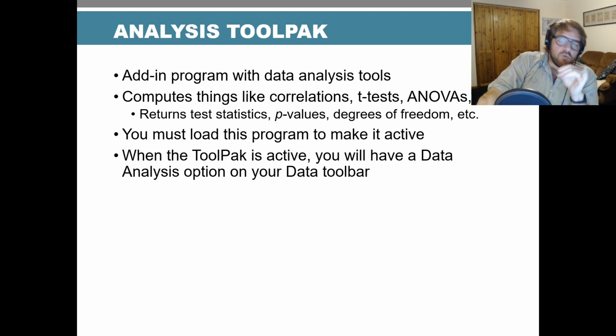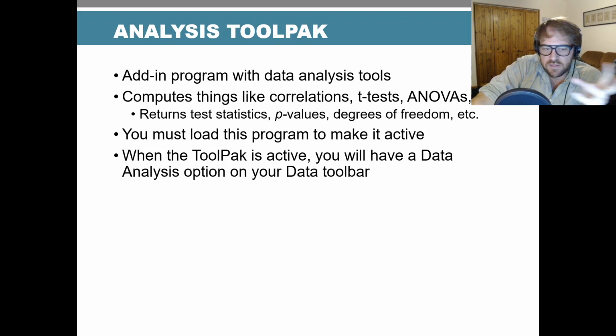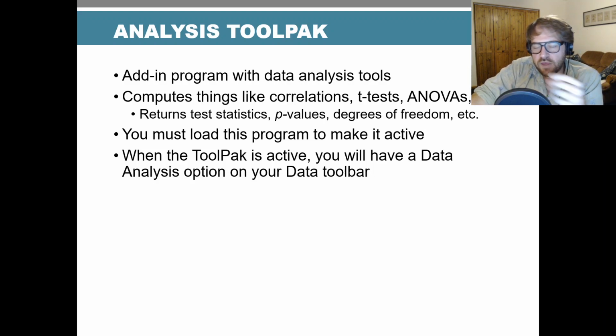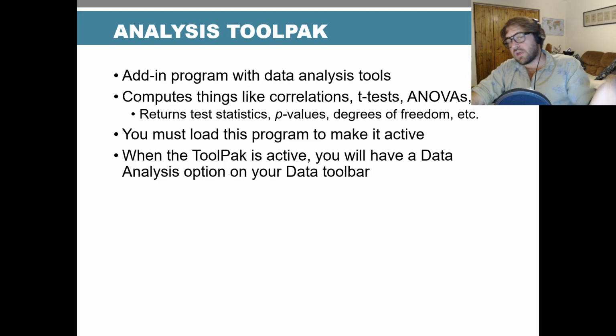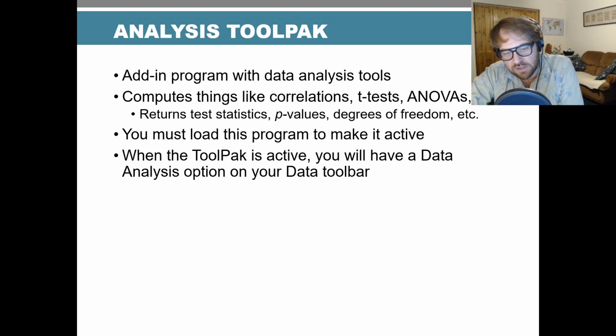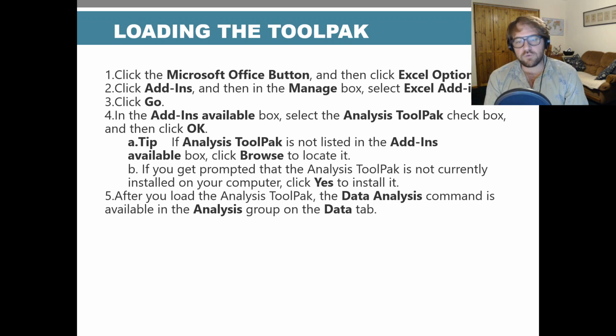So you have to load this program to make it active. It's in Excel, but you don't have access to it yet. When the tool pack is active, you're going to get this little data analysis option in your data toolbar. You have a data toolbar already, but it's got things like sort, which is really helpful to sort your data for different reasons. There's other things in there as well, but you don't have the data analysis tab. So here's some instructions on how to get the data analysis tab.